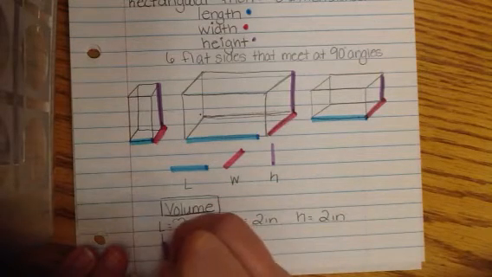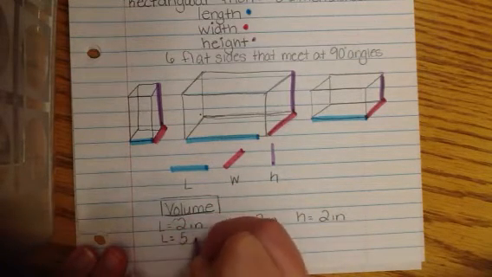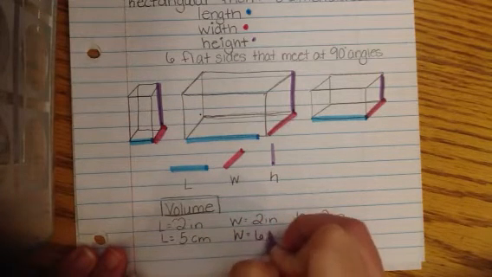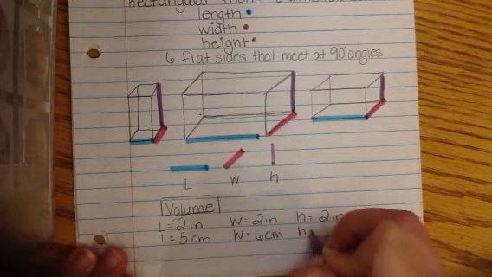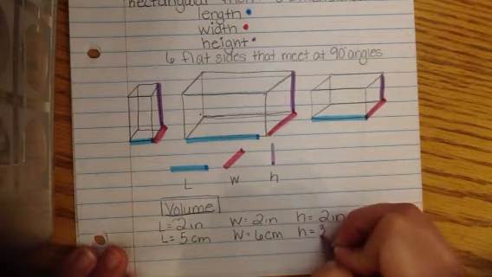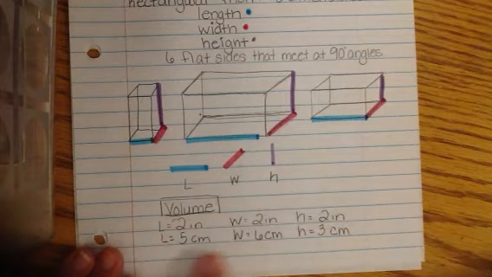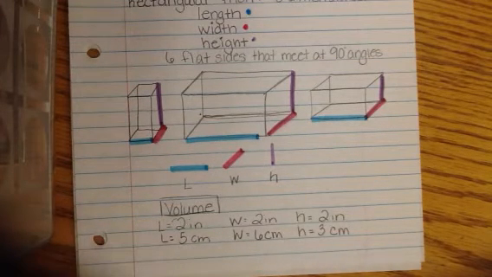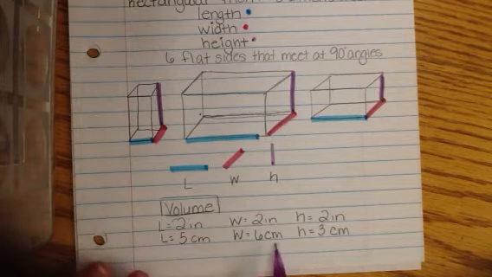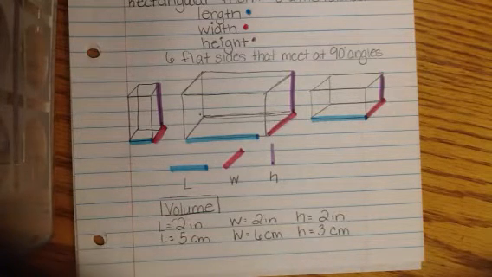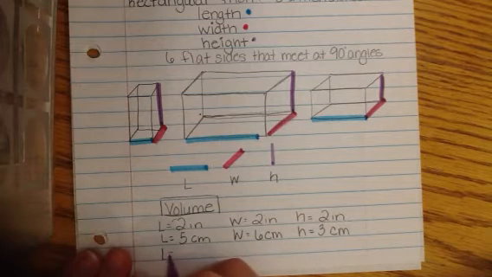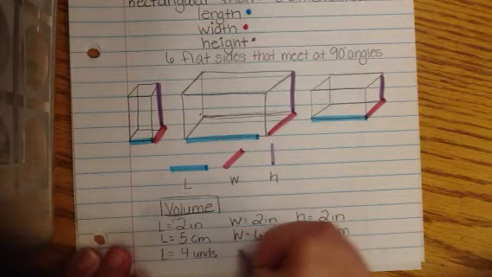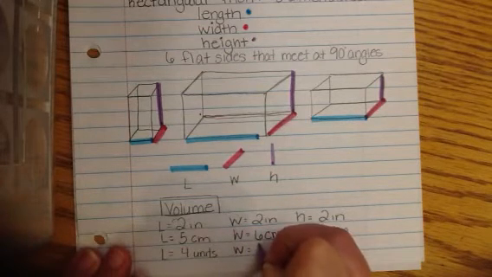Okay, or I could say my length was 5 centimeters. My width was 6 centimeters. My height was 3 centimeters. This is how I write, and this is how I label. I have to have a measurement because I have to know if it's inches, centimeters, or feet. This is essential. Your problem will be considered wrong if you did not write this. Sometimes they're even called units. Sometimes they just call them units when we're working with a problem.